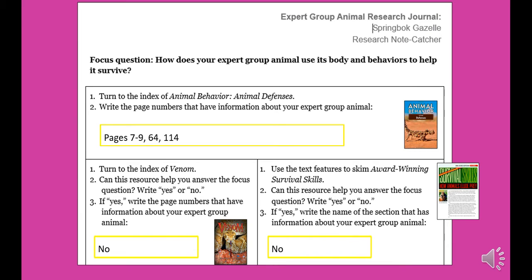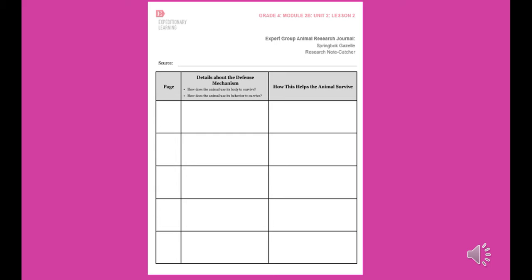Again, because in Lesson 4 we found that we're only going to be finding information in the Animal Behaviors book, we won't be focusing on venom or the article award-winning survival skills. And now that we've identified those pages, we're going to reread them, and then we're going to be looking for details, and we're going to be recording our findings in this chart, starting with the page number.